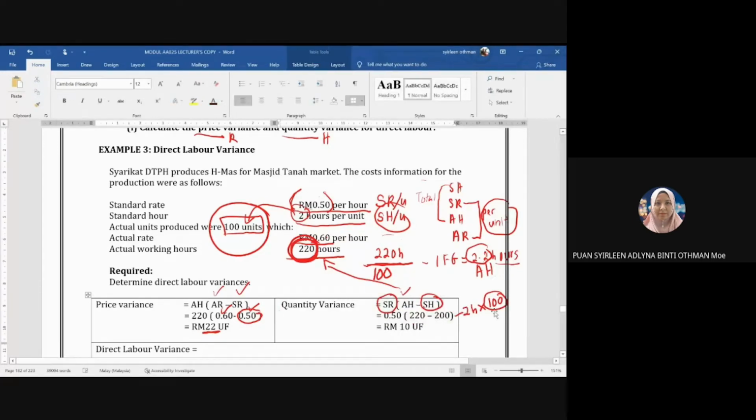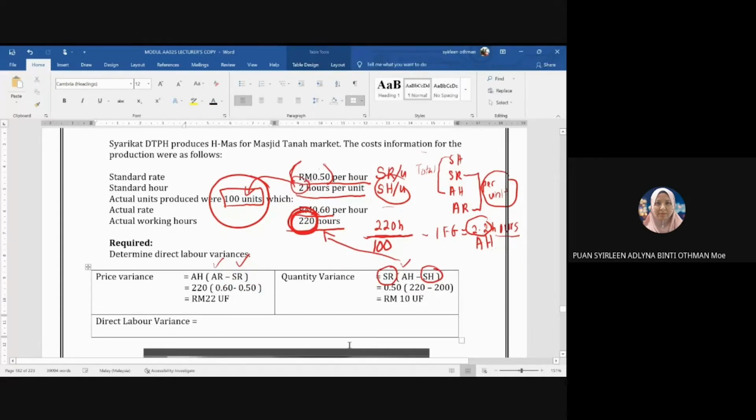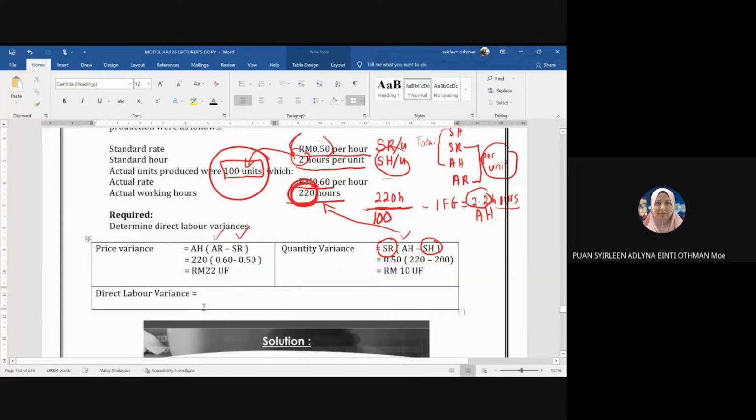Alright. So sekarang you ada 22 ringgit unfavorable and 10 ringgit unfavorable. So dua-dua unfavorable. So your direct labor variance, jawapan dia mesti unfavorable juga. So 22 plus 10 will be 32 ringgit of unfavorable direct labor variance.